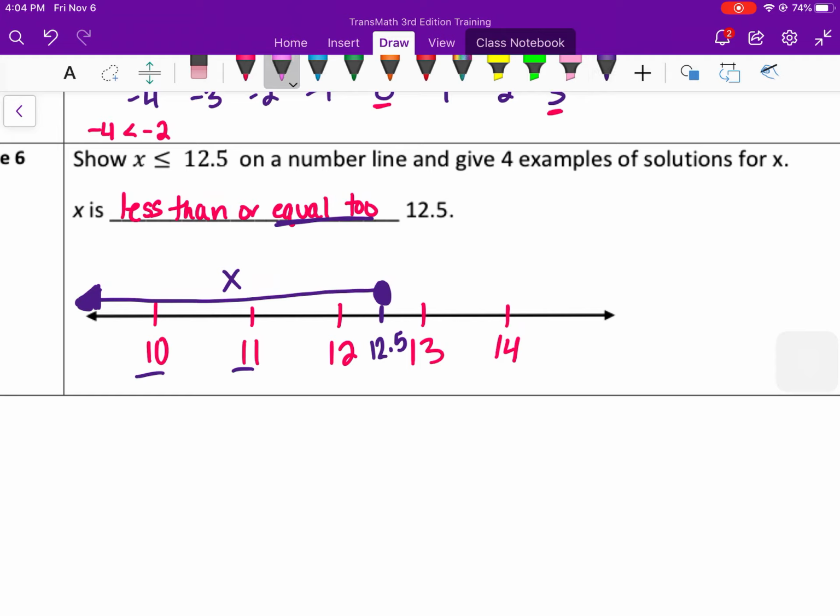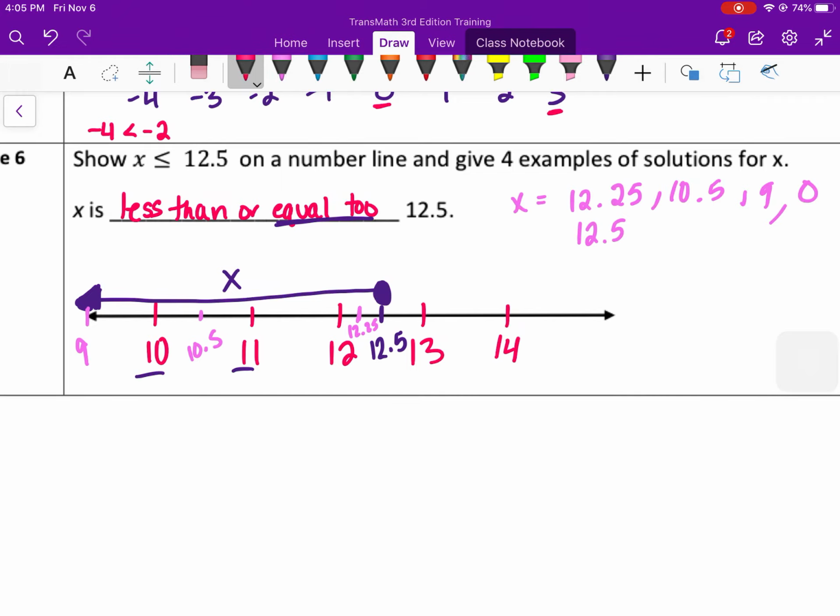So I could think of another decimal, like this number right here, 12.25, that could be a solution for x. X could equal 12.25. X could equal 10.5. X could equal 9, or x could equal 0, all the way down. Any value that is less than 12.5 or equal to 12.5. So x could also equal 12.5.